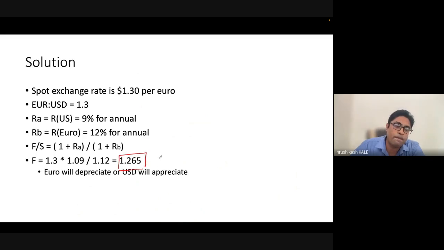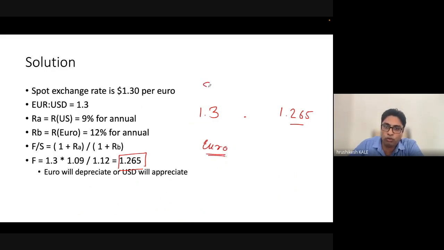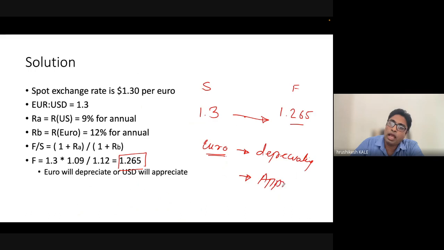The answer comes out to be 1.265. Now, the spot was 1.3, the forward rate was 1.265, and the base is Euro. So Euro's spot was 1.3, forward was 1.265. The rate is reducing, so Euro is depreciating. When Euro is depreciating, USD will appreciate, because that's vice versa.